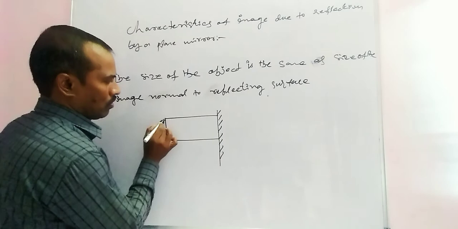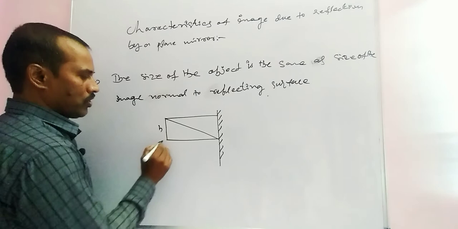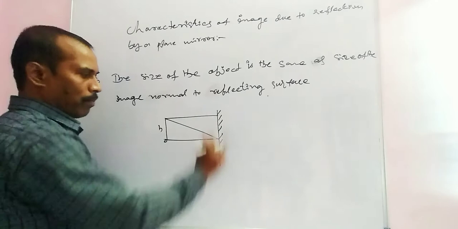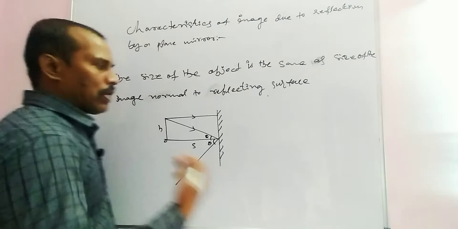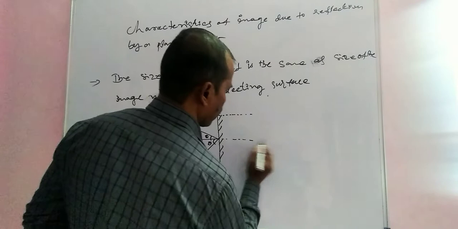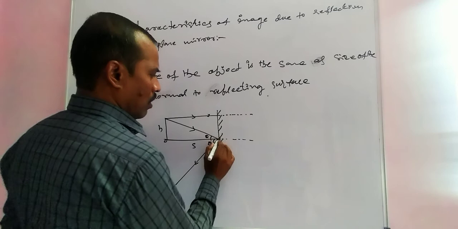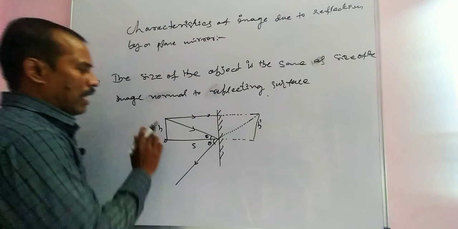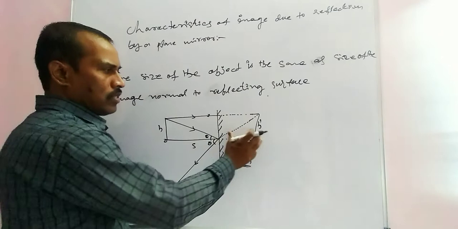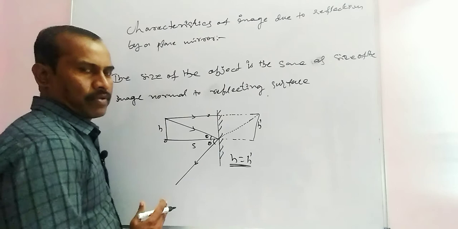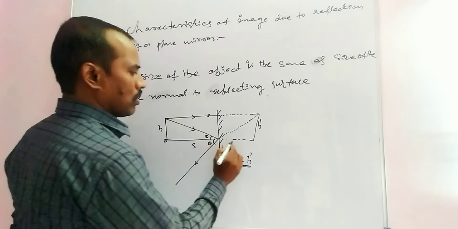The height of the object here is H, and O is the distance of the object from the plane surface, for example S. Here this is the incident ray, this is the reflection, this also theta, this also theta, according to the law of reflection. This is extended up to behind the plane mirror. So this is H, and this one here is H prime. So H is equal to H prime. The size of the object is equal to the size of the image. These are perpendicular to the plane mirror. The distance of the image of the object here is S prime. Here also S is equal to S prime.